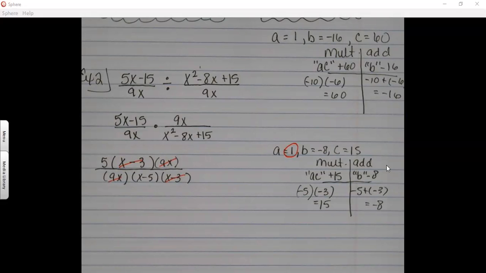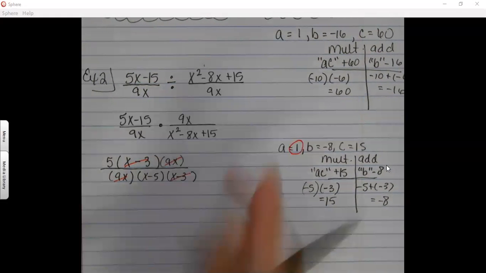All right, so in the numerator, all I have is a 5. Say that 9x didn't cancel, then I can multiply the 5 and 9x together because they're both monomials, right? But it did, so I have 5. In the denominator, all I have is x minus 5.